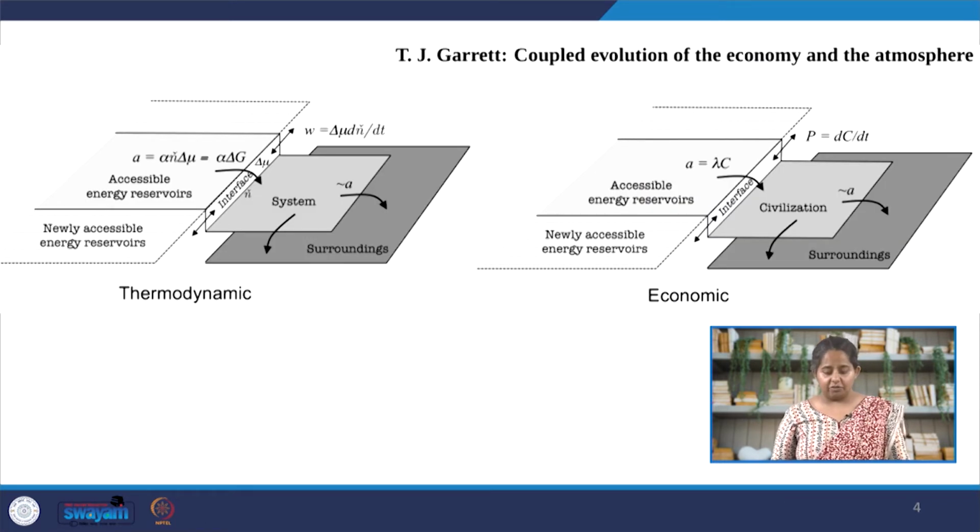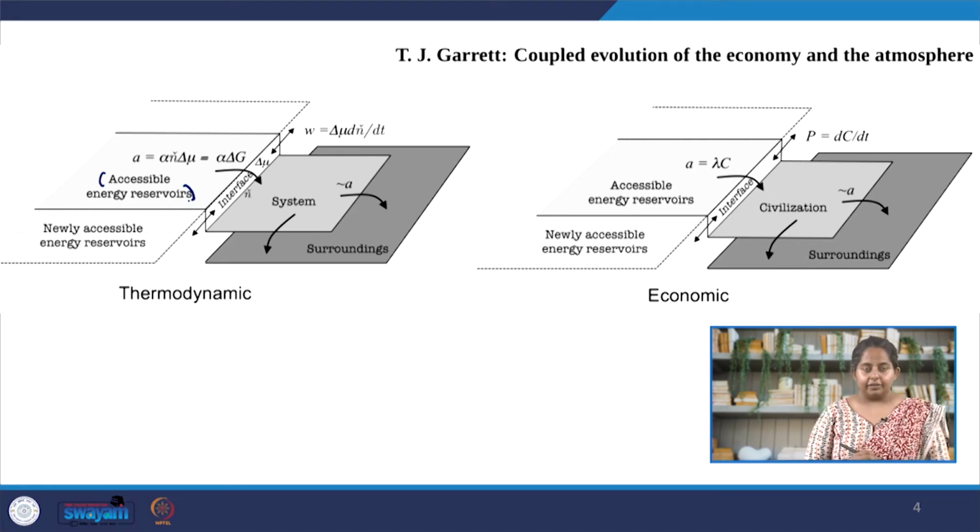So this is the diagram from the paper. On the left-hand side is the thermodynamic model, on the right-hand side is its economic equivalent. If you look at the thermodynamic model, the highest energy step is of accessible energy reservoirs. They are at the higher potential, and from there the energy goes to the lower potential, which is the system. And then the third potential is the surroundings, where the dissipation happens. Now, the use of accessible energy resources can increase, so we can get newly accessible energy reservoirs, so that's where the expansion can happen.